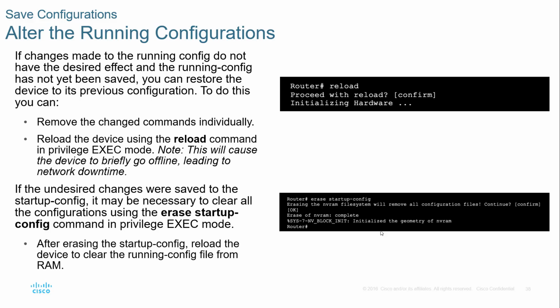Once you've erased the startup config, you need to reload or restart the router or the device so that it will load a blank configuration. Because again, whatever configuration the device has in memory when it's turned on is known as the running config. So even if you erase the startup config, the device is still running the running configuration until you reload it.